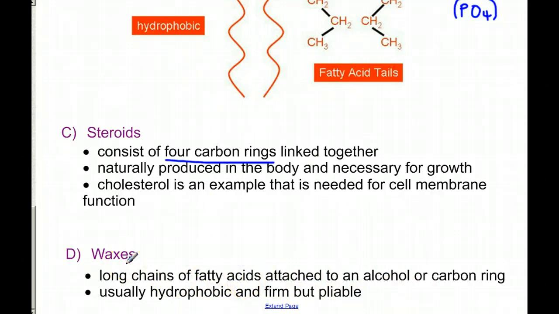So waxes, an example of waxes, probably the most common thing you might be able to relate to are plants. If you think of a waxy coating on the outside of an apple or a leaf to try and prevent water loss in your green plants, those are different places you're going to find the waxes, and they're usually firm but pliable. So that means they have a small bit of movement to them. They're not a rigid structure, and that all has to do with their chemical makeup as well.